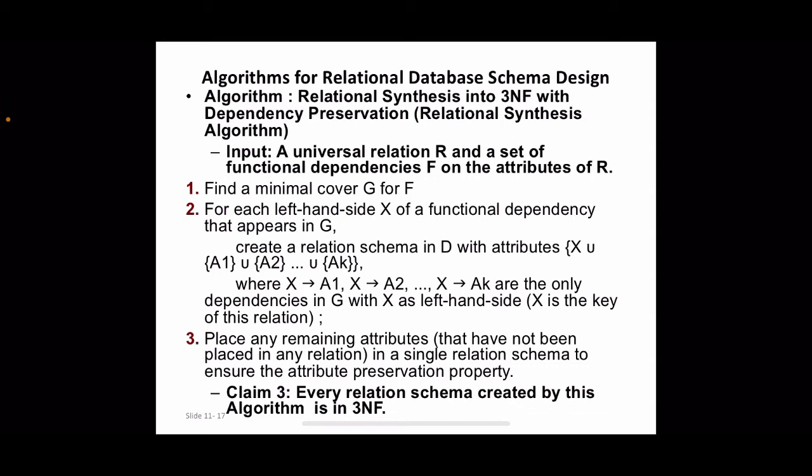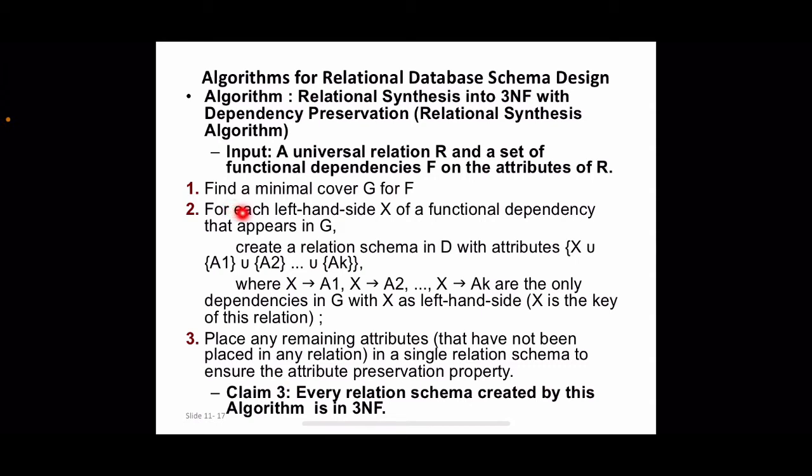The input to this algorithm will be a universal relation R, that is, all the attributes of our database as a single relation R, and a set of functional dependencies F on the attributes of R. These are the inputs. The first step of this algorithm is, using the algorithm we have already learned, to find a minimal cover G for F. Then after finding this minimal cover, we have to take each and every dependency in this minimal cover.